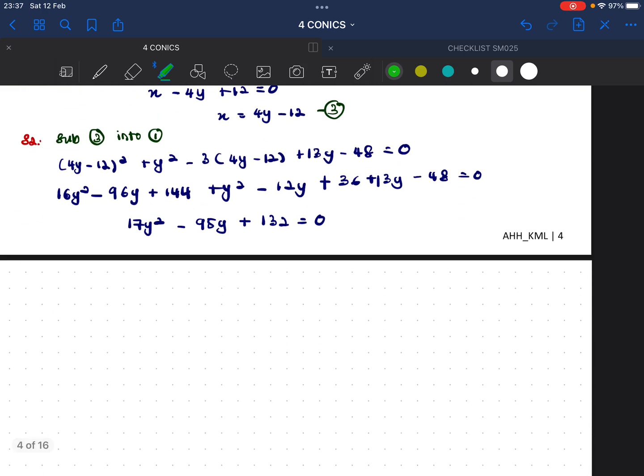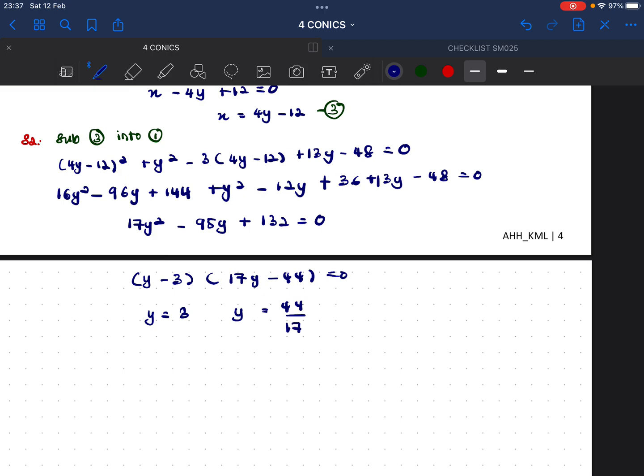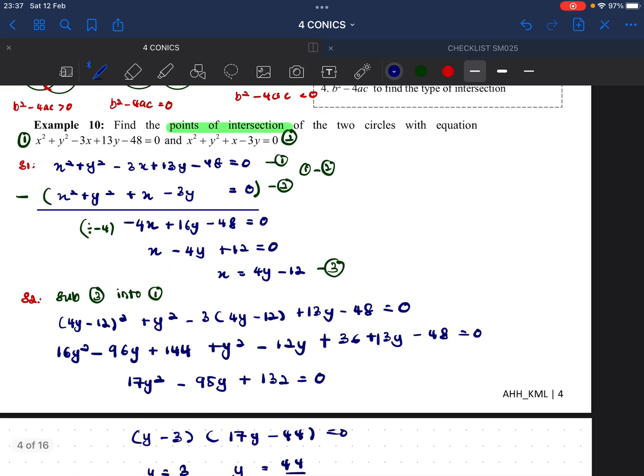So what we are going to do here is factorize this and get the value of y. Put everything on your calculator. We will get (y minus 3)(17y minus 44) equals 0, which means y equals 3 and y equals 44 over 17. Okay, so that is the value of y. Sometimes it can be the value of x if you make y the subject from here. It's either one.